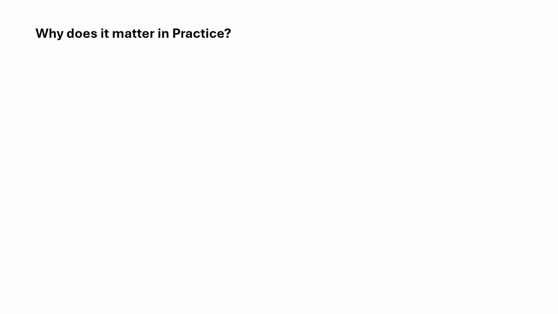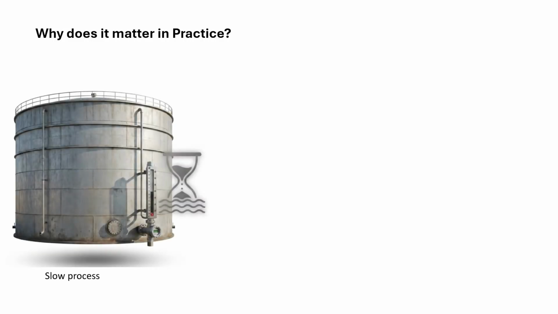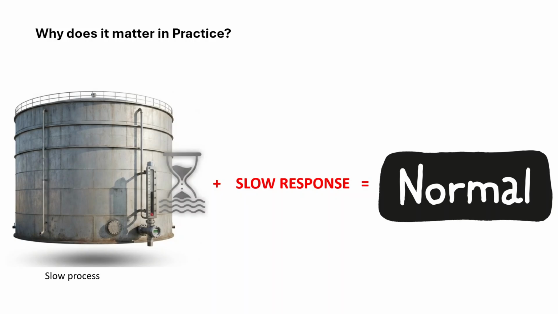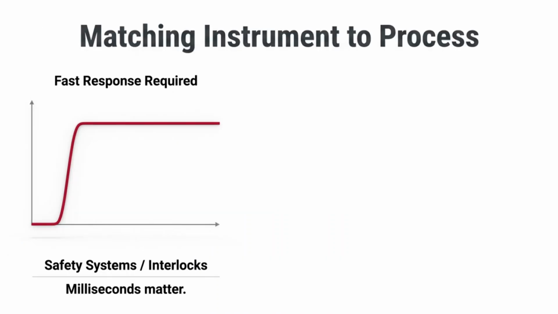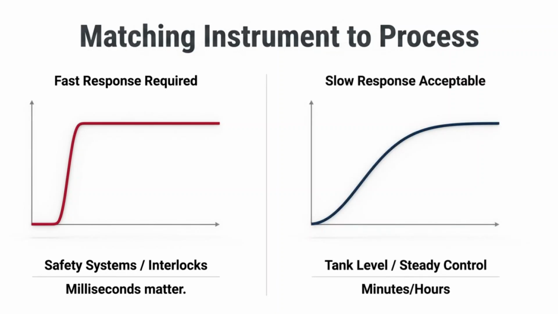On the other hand, if you are monitoring tank level for a slow, steady process, something that changes over minutes or hours, then a slow response is perfectly fine. You don't need your sensor reacting in milliseconds when the process itself is moving lazily. So, the key takeaway here is, match your instrument's response time to the speed of your process. Faster process, safety critical application, you need a fast instrument. Slow, steady process, response time is less of a concern.